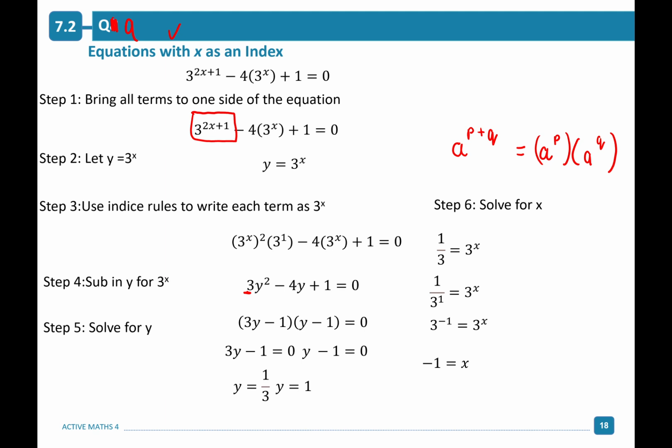Solving for our other value of x, we have 1 is equal to 3 to the power of x. To solve for our exponent, we must write both terms with a common base. 1 can be written as 3 to the power of 0. This is all equal to 3 to the power of x. Equating our exponents, we have 0 equals x.